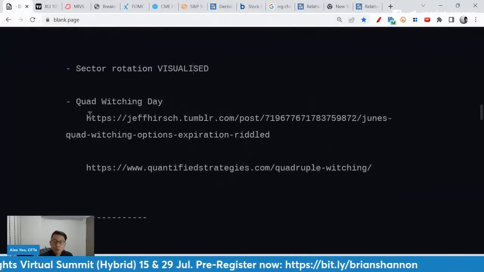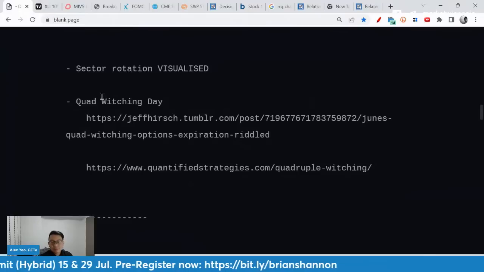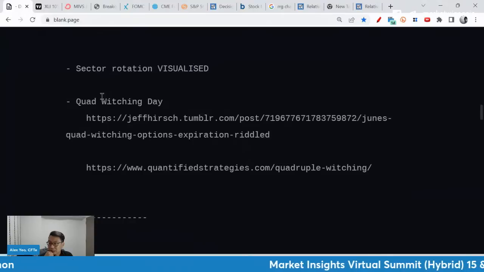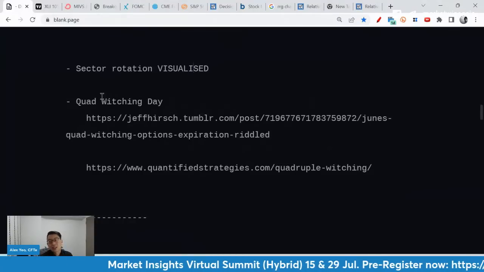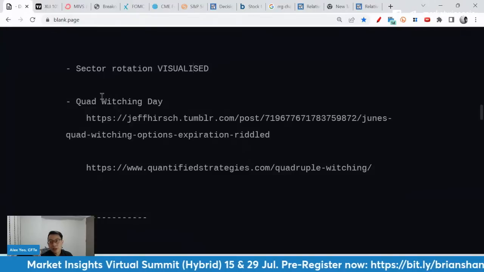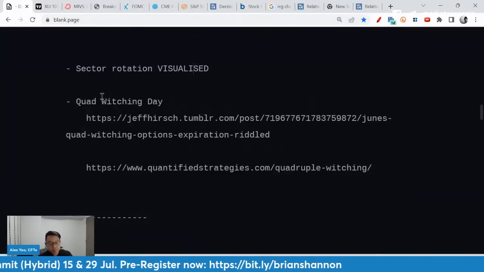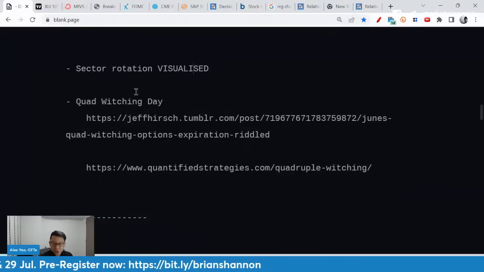What do we do? Quadruple witching day. Last week I mentioned that the week before options expiry tends to move higher, and after the options expire, the market tends to be weaker. So I tried to do some research on that. There is some data over here.